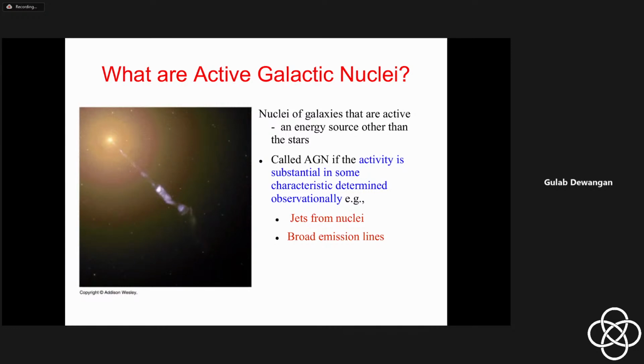Any object is called an active galactic nucleus if the activity at the center is substantial, in some characteristic way which can be determined observationally. For example, in this case, jets from nuclei, and we had seen earlier a very bright point-like nucleus. Then some of these AGN will have broad emission lines in the optical or UV spectrum. So these are the signatures of active galactic nuclei, and there are many more which we will see again.